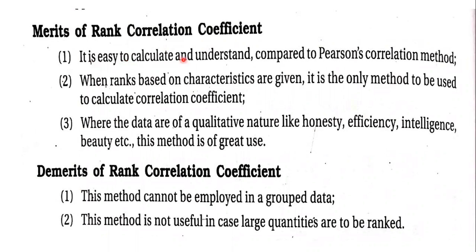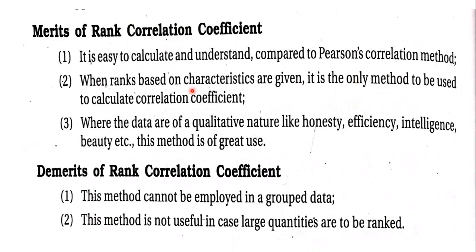It is easy to calculate and understand compared to Pearson's correlation. Is that true or not? Which do you find easier? Karl Pearson's correlation has more equations, more formulas, and more calculation in the table to be done. When compared to that, whenever they give you ranks, it is easier to just solve the problem and put the values into the equation. Here you don't have too many scenarios and too many formulas to remember. So it is easy to calculate and understand.